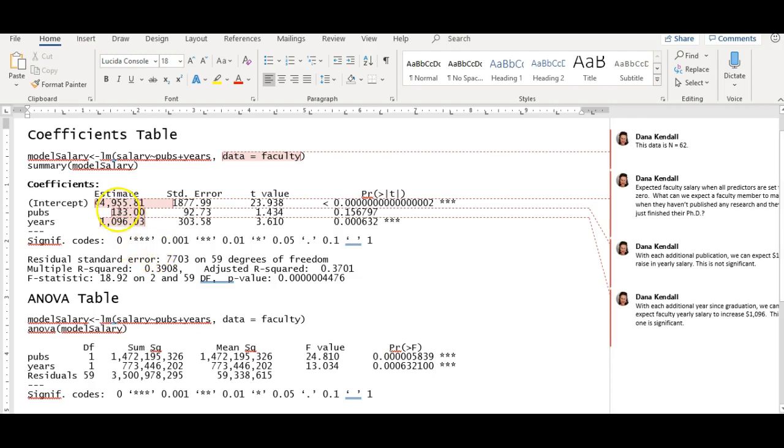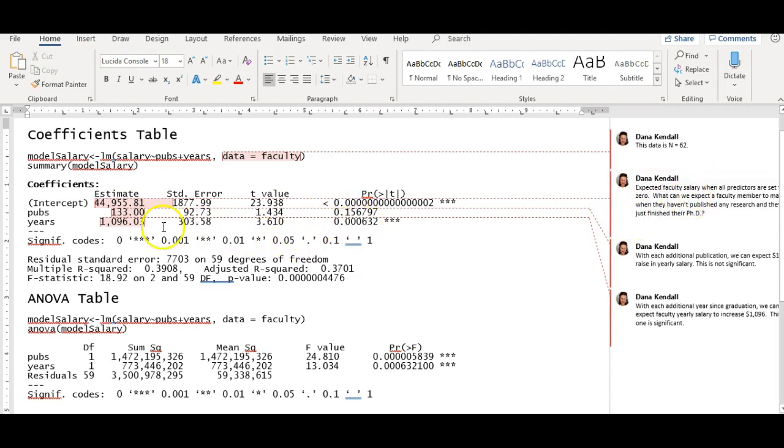And so remember, the y-intercept in simple regression is when we want to see the expected value of the DV when the predictor is at 0. And in multiple regression, it's simply, what is our expected value of the DV when all predictors are set to 0? And so this $44,955 is the expected salary for a faculty member that we would see when the person has no publications and they have just graduated with their PhD. Right, so 44,900 something is like the starting point. And so I made a note of that here.